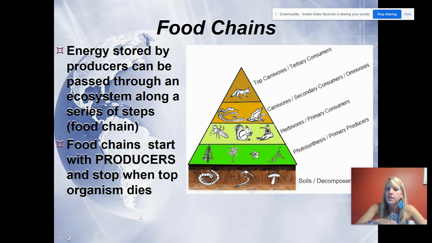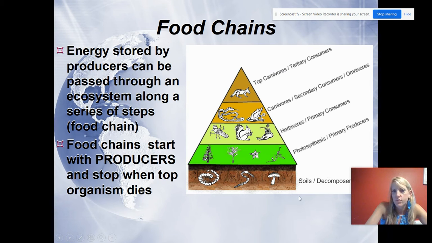All right, a food chain gets its energy, the producer gets its energy from the sun, and then it stops when that animal dies. That animal doesn't decay and then turn into the sun, which starts the food chain and starts all over. It's not a cycle. It starts with energy from the sun, and it stops when that animal dies, or say a decomposer eats the dead rotting log. Energy stored by producers can be passed through an ecosystem along a series of steps, and that's called the food chain. A food chain starts with producers and stops when the organism dies.